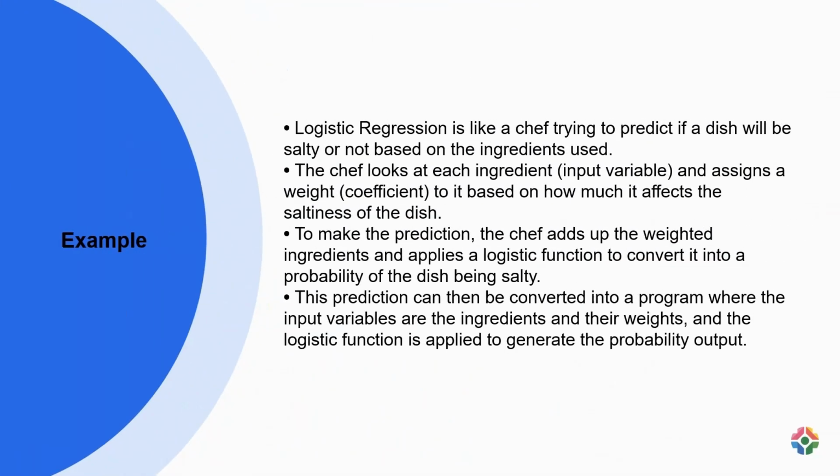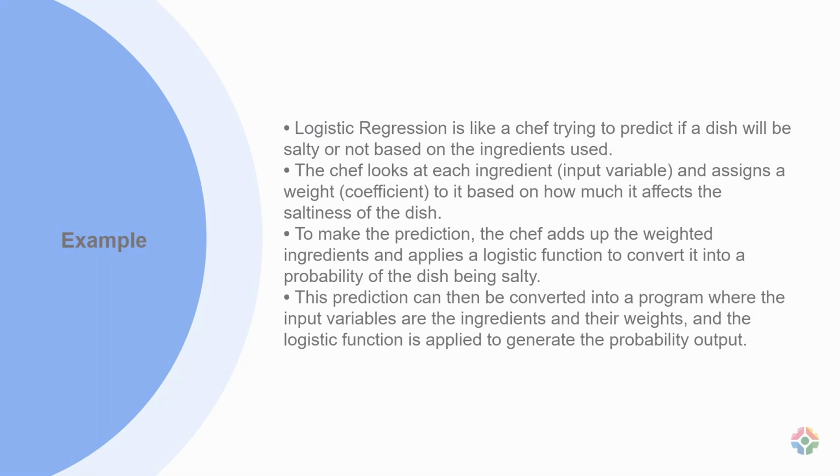Logistic regression is like a chef trying to predict if a dish will be salty or not based on the ingredients used. The chef looks at each ingredient, an input variable, and assigns a weight coefficient to it based on how much it affects the saltiness of the dish. To make the prediction, the chef adds up the weighted ingredients and applies a logistic function to convert it into a probability of the dish being salty. This prediction can then be converted into a program where the input variables are the ingredients and their weights, and the logistic function is applied to generate the probability output.